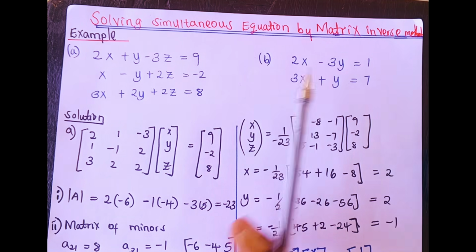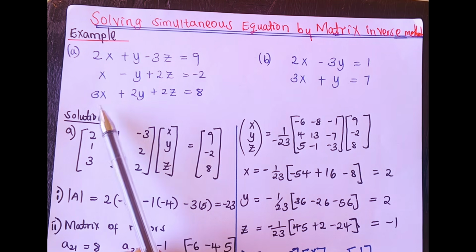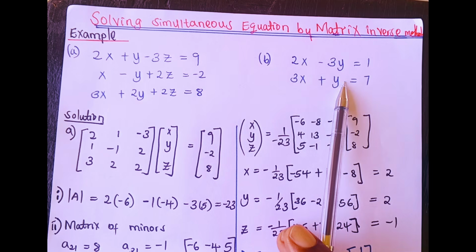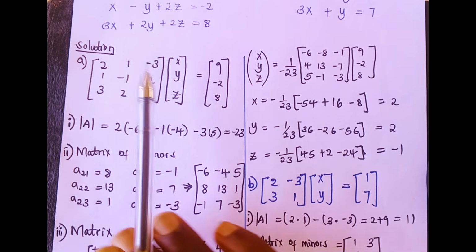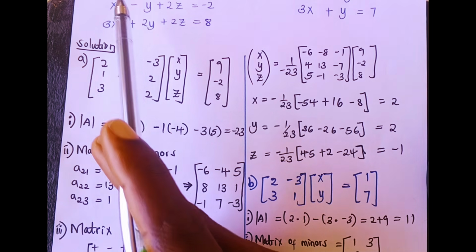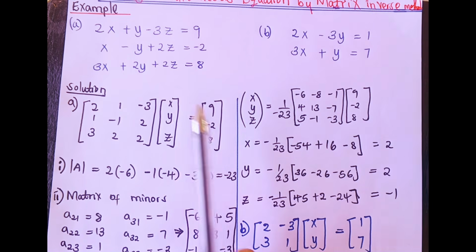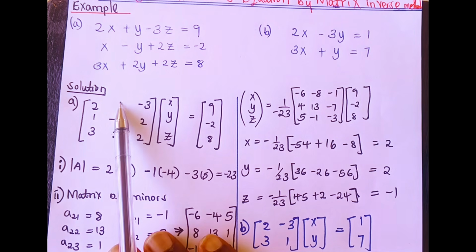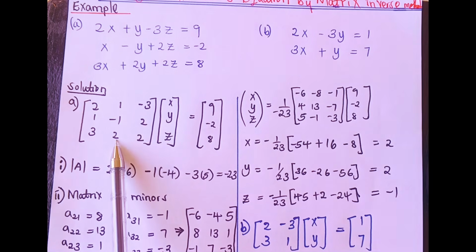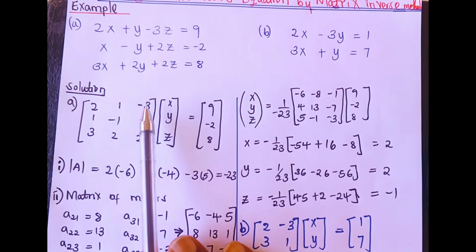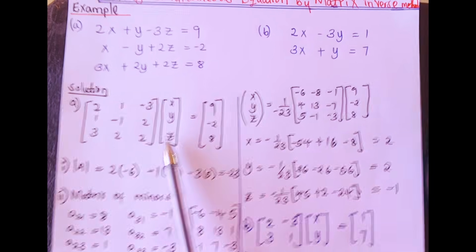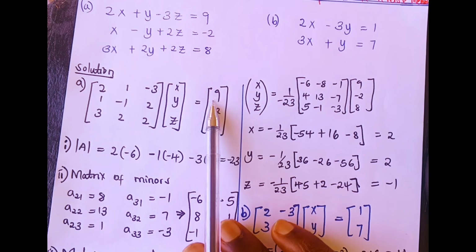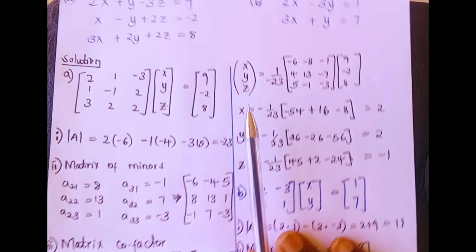For A you are going to find the value of x, y and z, and for B you are going to find the value of x and y. So let's start with the solution of A. The first row of the matrix is 2, 1, 3, the coefficient of y is 1, negative 1, 2, and the coefficient of z is negative 3, 2, 2, multiplied by x, y, z, which will be equal to 9, negative 2, and 8.